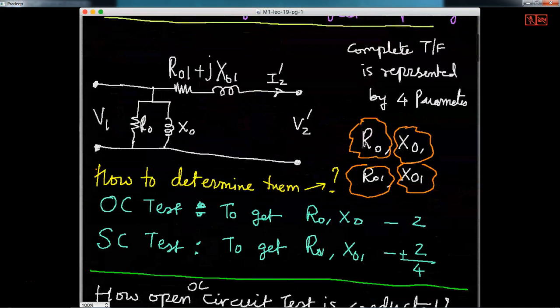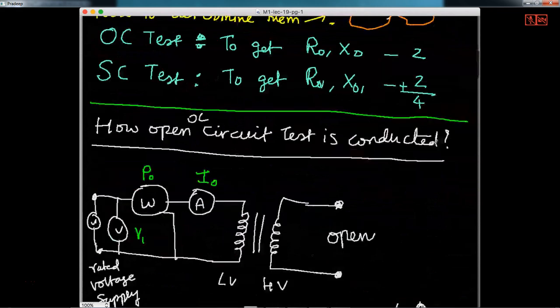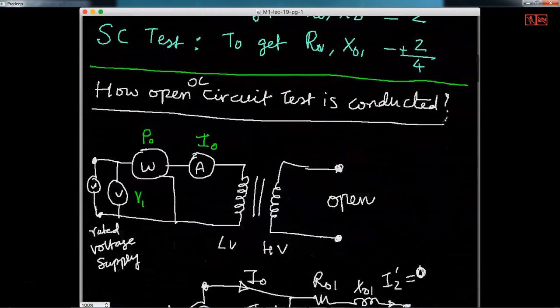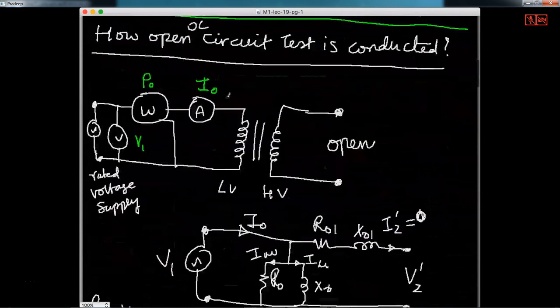To determine R0 and X0 we use the OC test, and to determine R01 and X01, we use the short circuit test. So total 4 parameters we are able to get using these 2 tests. And this is how the open circuit test is conducted. Typically the high voltage side is left open, and on the low voltage side we connect 3 instruments: one voltmeter, one wattmeter, and another the ammeter.